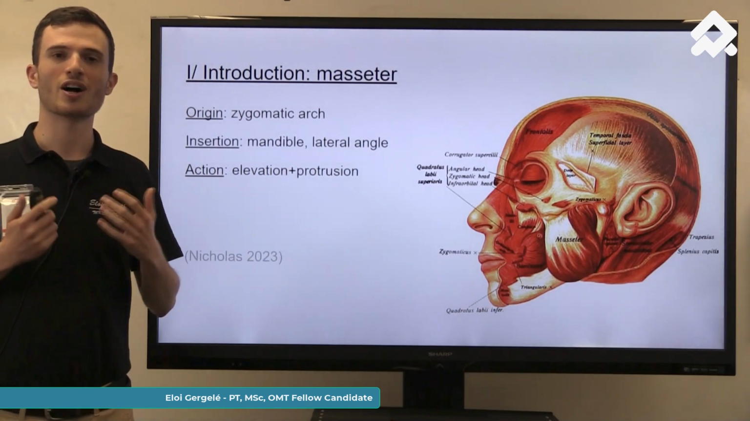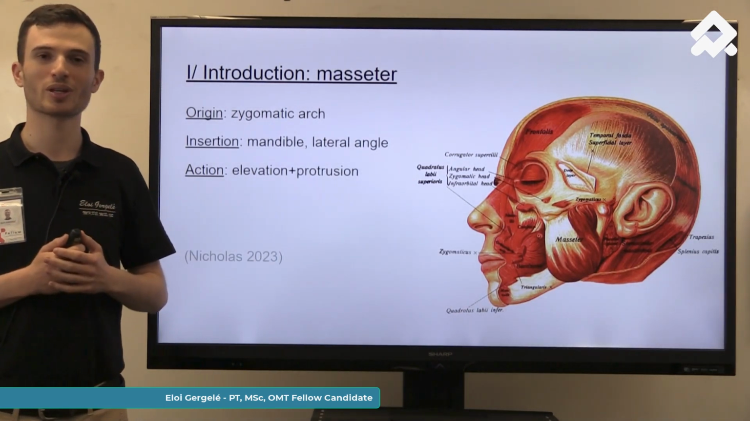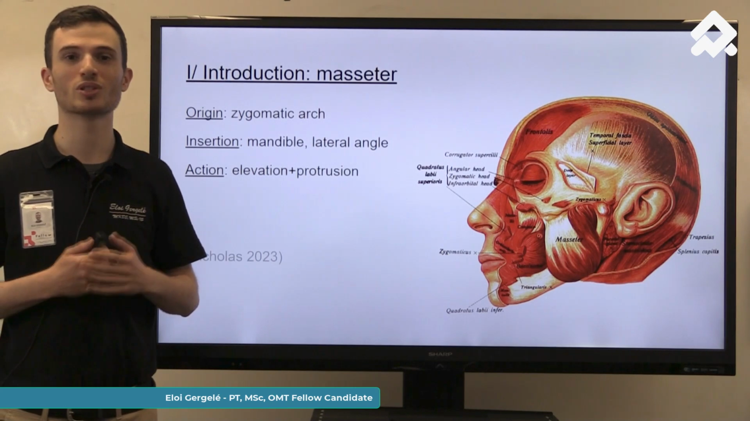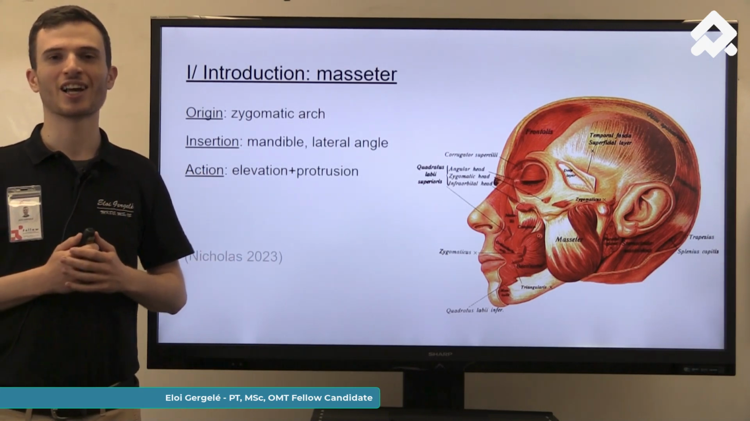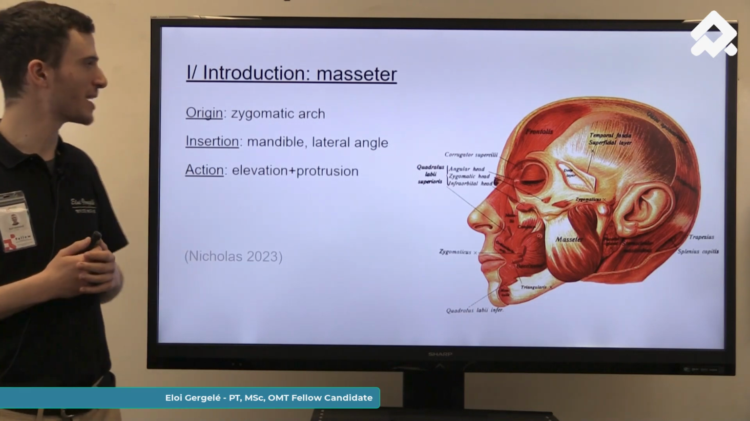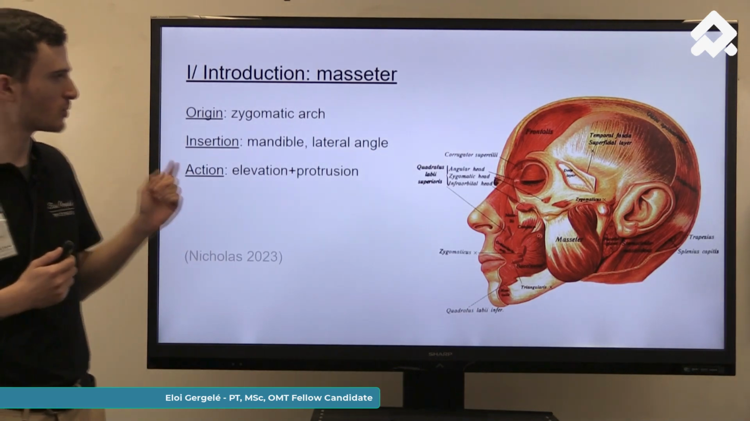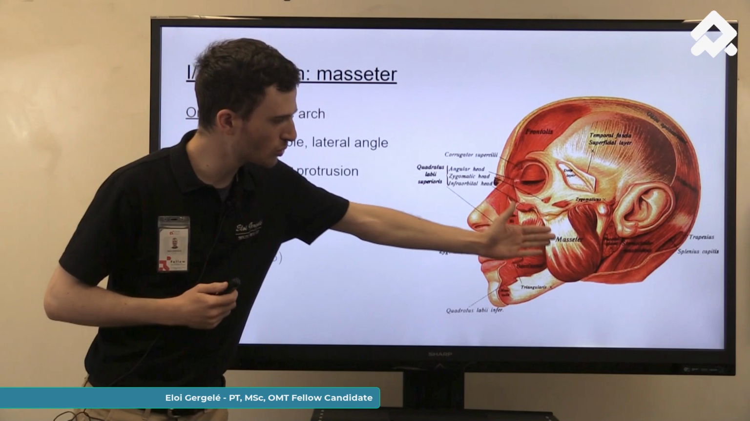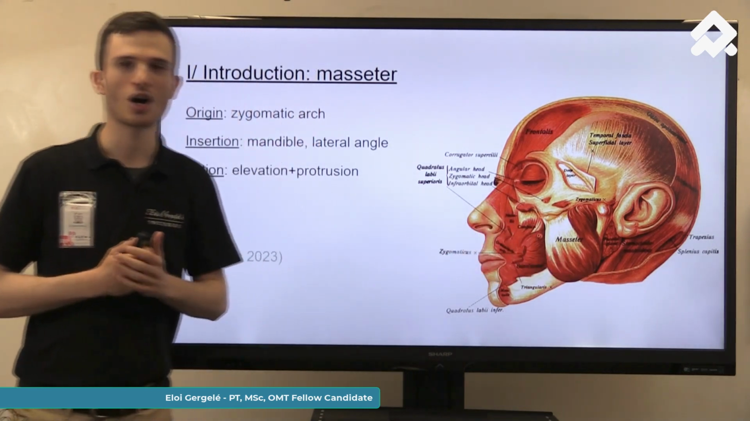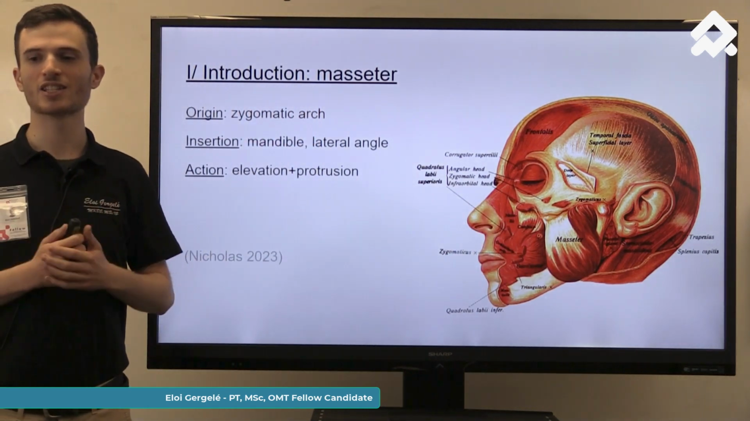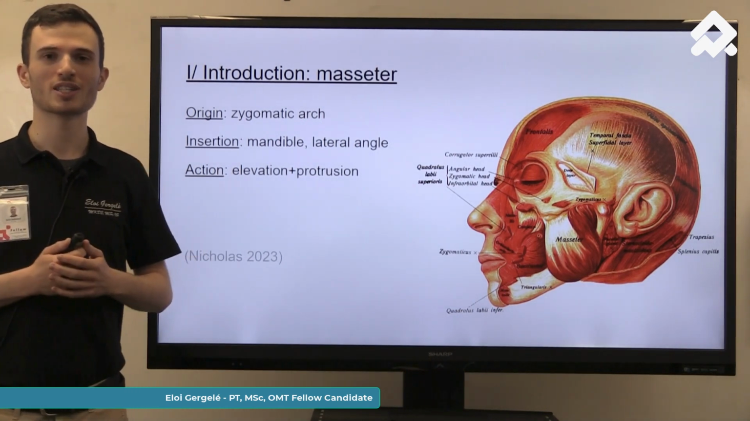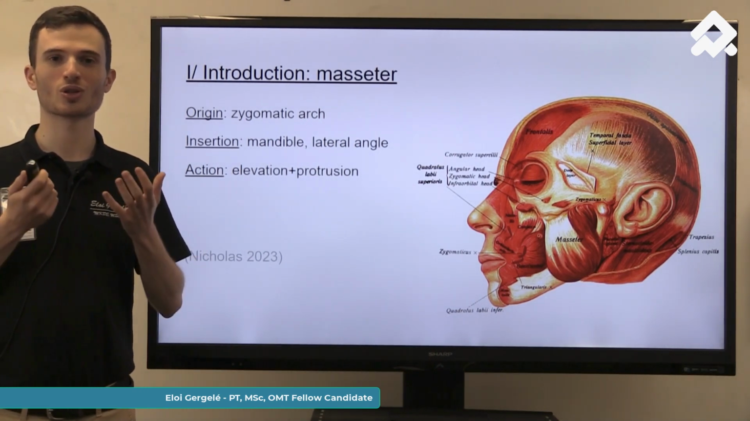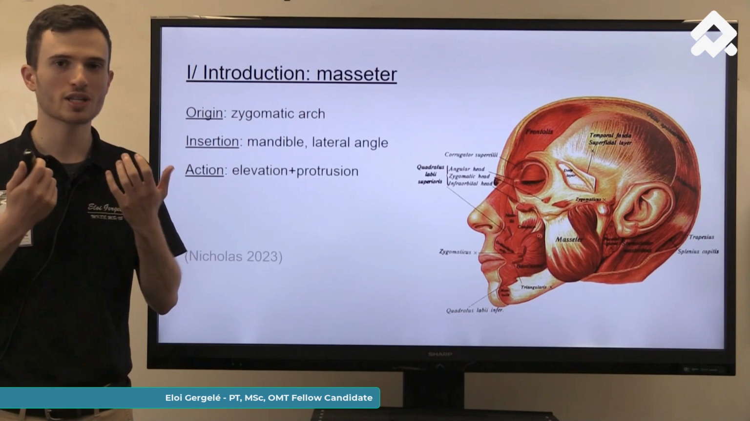We have 4 masticatory muscles, and I'm going to describe them from the outside to the inside. The first one is masseter. It goes from the zygomatic arch to the lateral angle of the mandible, and it does some elevation and protrusion, which means that it's going to close the mouth and pull it forward.